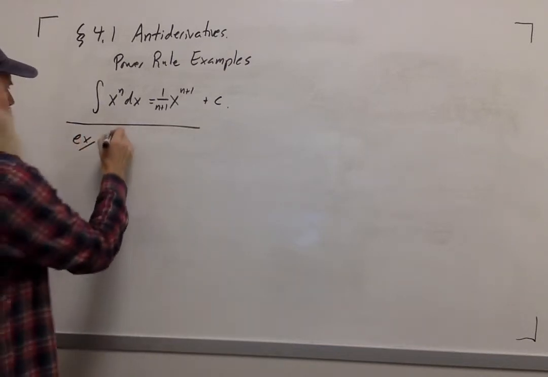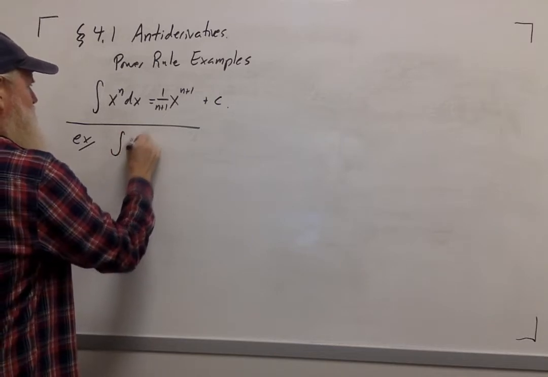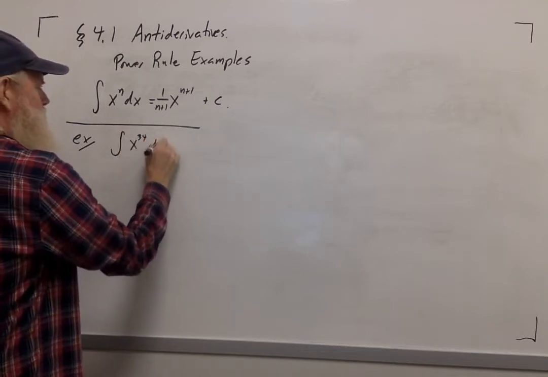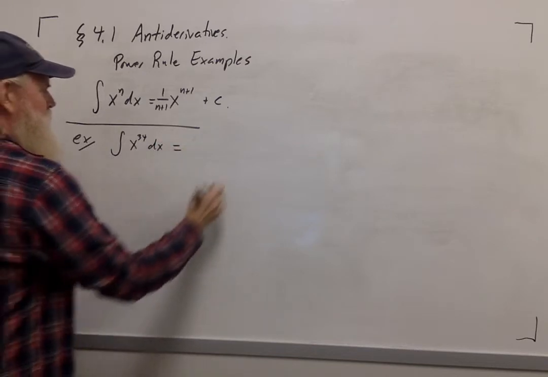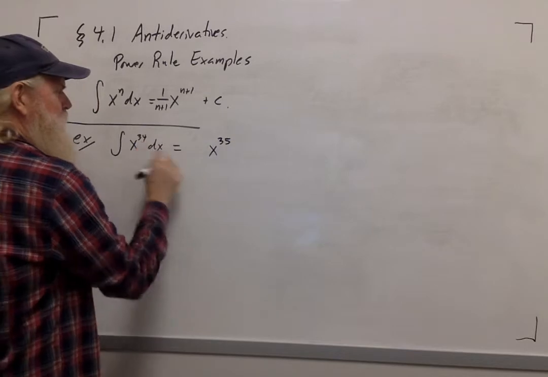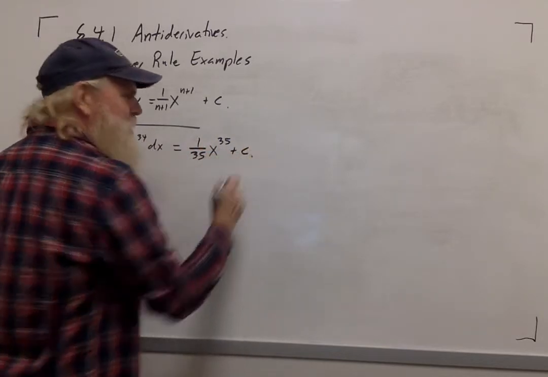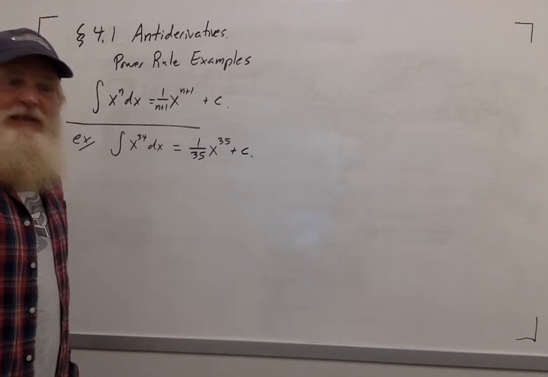So first, a straightforward example. The antiderivative of x to the 34th is going to be x to the 35th: add 1 to the exponent, and then divide by the new exponent. And don't forget to add the plus c.